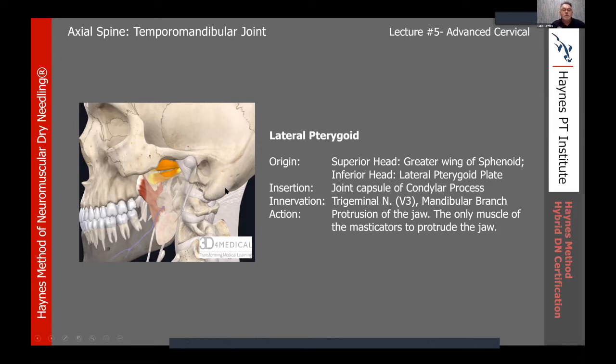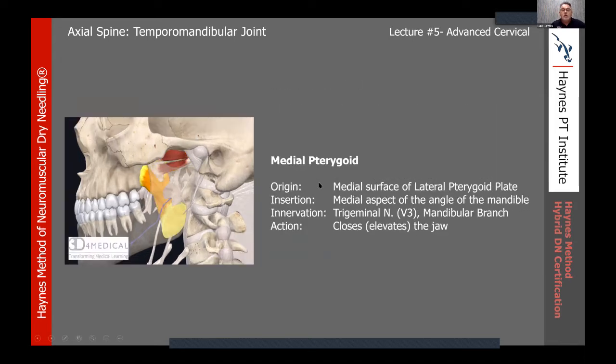We look at the medial pterygoid, its origin, the medial surface of the lateral pterygoid plate. It inserts into the medial aspect of the angle of the mandible, so the mandible is actually hidden here. It comes off the lateral pterygoid plate on the skull itself, but it attaches down onto the mandible. So you'll see that we take a posterior approach to needle into this, behind the jawline. And again, its action is closing the jaw.